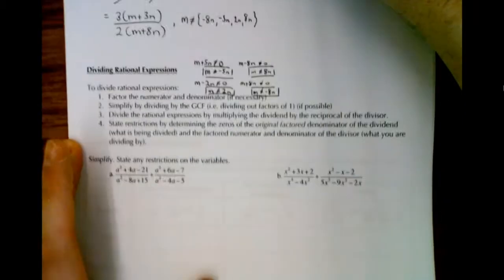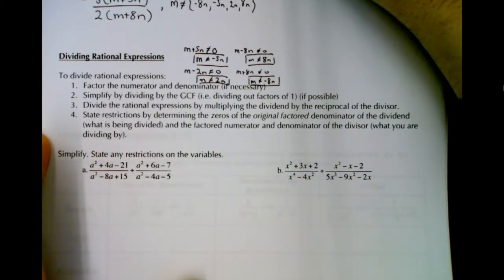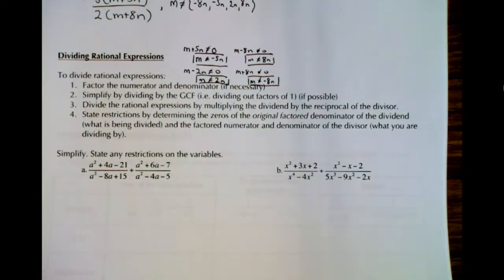Example 2. Dividing rational expressions. Now, dividing a rational expression is actually much like multiplying. There's only one difference, and it's like dividing a fraction. When you divide a fraction, you have to flip the second fraction and then multiply. So we have to do that when we're dividing expressions as well.